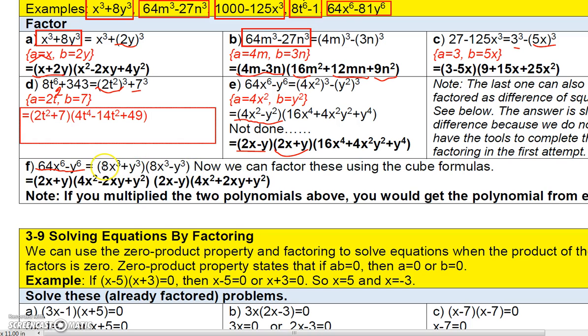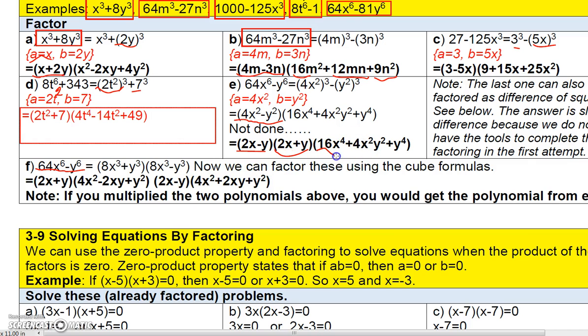Well, then you could factor 8x cubed plus y cubed as a sum of cubes, which would give you 2x plus y times 4x squared minus 2xy plus y squared. And you can factor the 8x cubed minus y cubed as a difference of cubes, so that would give you 2x minus y times 4x squared plus 2xy plus y squared. Now, you'll notice the answers look like they're the same. You got the 2x minus y here and the 2x minus y down here. You got a 2x plus y here and a 2x plus y down here.